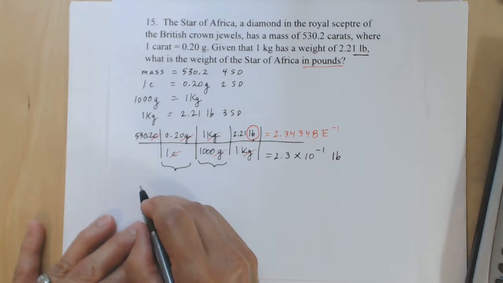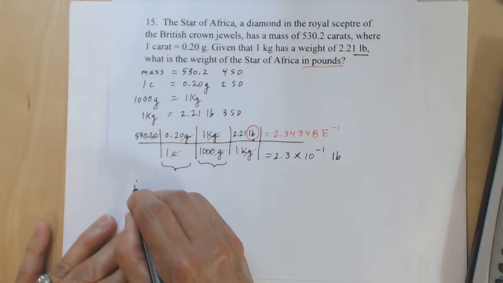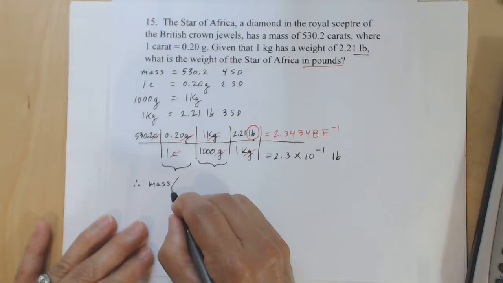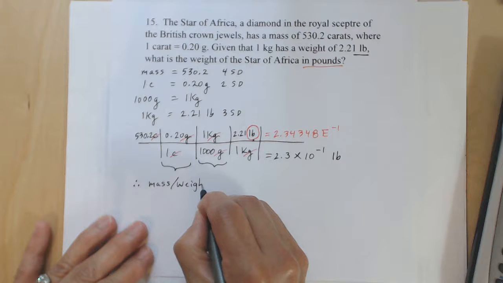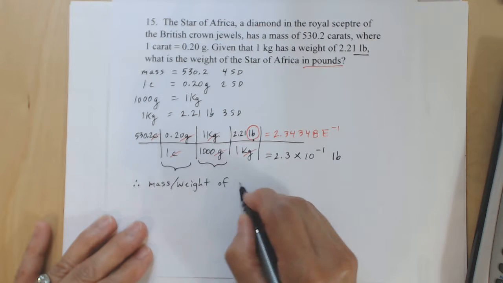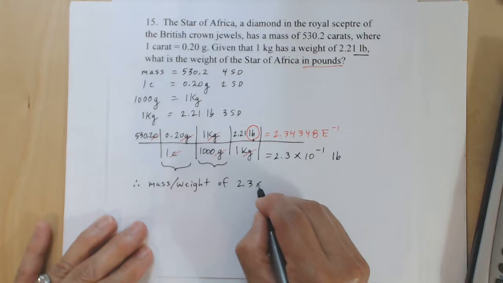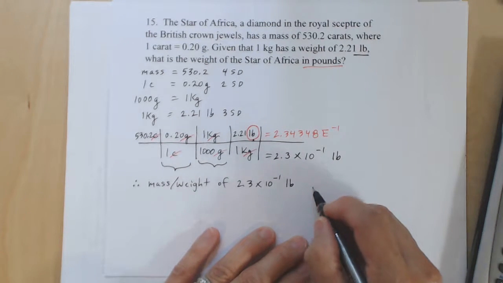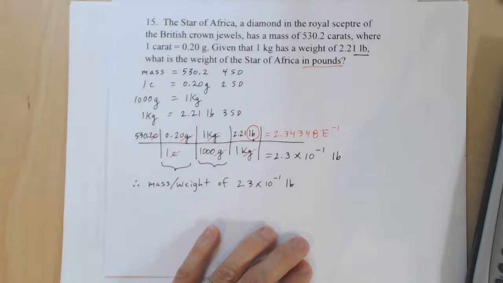And so if we're going to write this out properly in a therefore statement, therefore it has a mass or a weight of 2.3 times 10 to the negative first pounds, and that's the Star of Africa diamond.